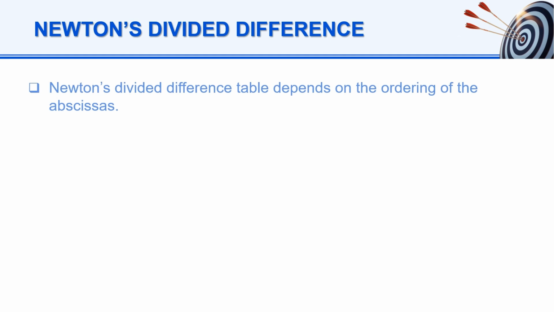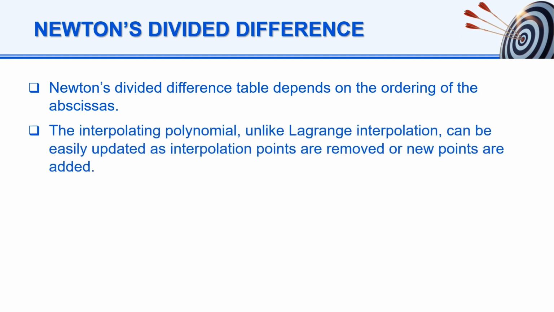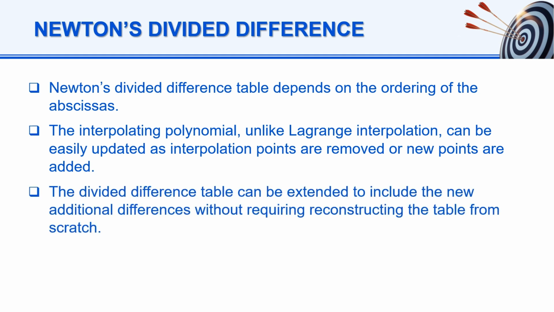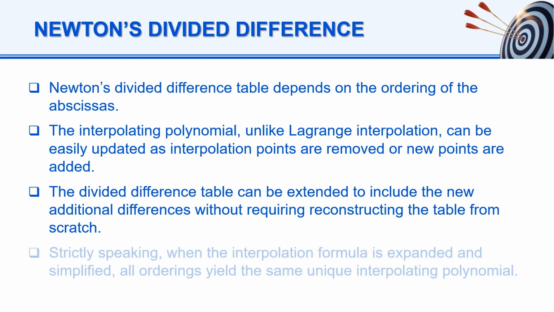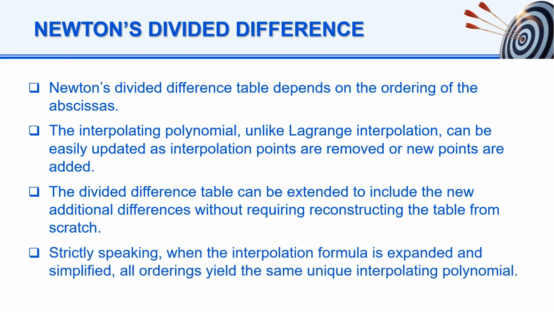Newton's divided difference table depends on the ordering of the abscissas. The interpolating polynomial, unlike Lagrange interpolation, can be easily updated as interpolation points are removed or new points are added. The divided difference table can be extended to include the new additional differences without requiring reconstructing the table from scratch. Strictly speaking, when the interpolation formula is expanded and simplified, all orderings yield the same unique interpolating polynomial.